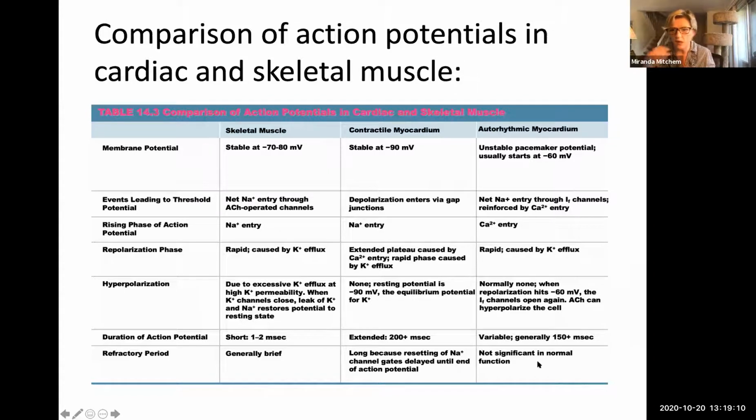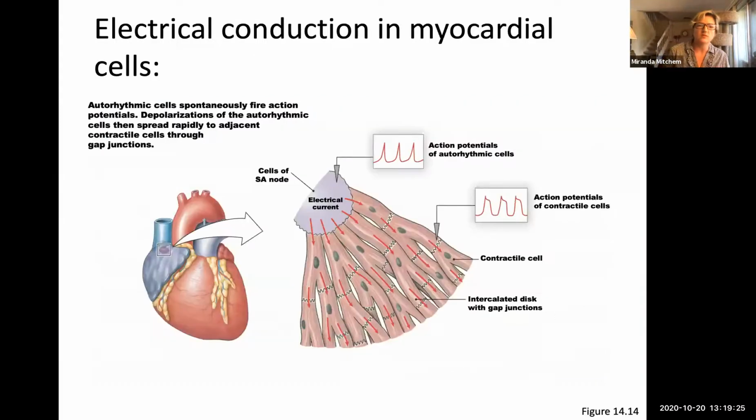With our autorhythmic cardiac cells, the refractory period is not the same because, well, that's where it's all starting from, right? It's not as relevant because these aren't the cells that are contracting. Okay, so now let's take a look at the flow of that electrical current. It begins at a place called the SA node. So if we're looking at the action potential of the autorhythmic cells, here's that shape. The contractile cells have that characteristic plateau. Okay, so hopefully you can recognize them just based on shape.